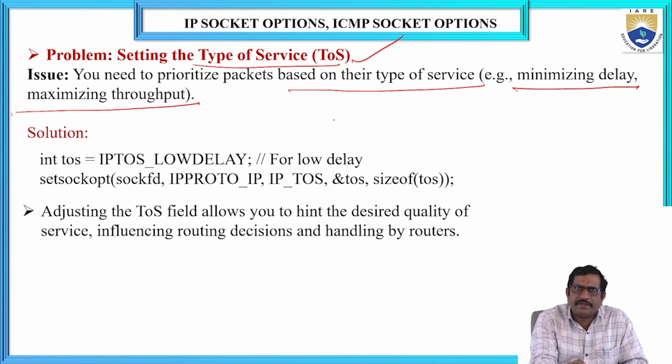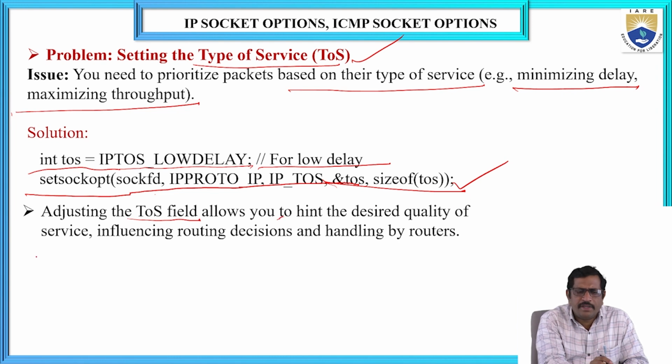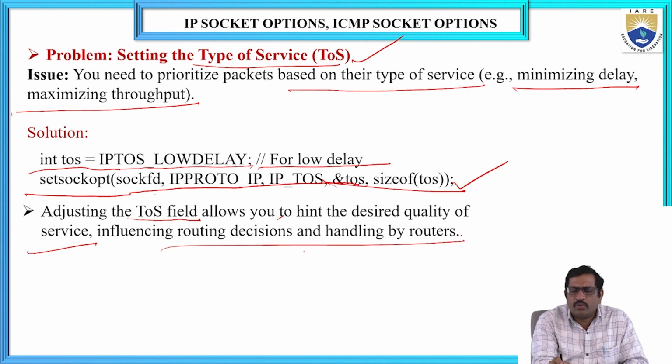The solution is IPTOS_LOWDELAY. For low delay, we set the socket option: setsockopt(socket FD, IPPROTO_IP, IP_TOS, &tos, sizeof(tos)). What this function does is adjust the type of service field, which allows you to hint the desired quality of service, influencing the routing decisions and handling by the routers.